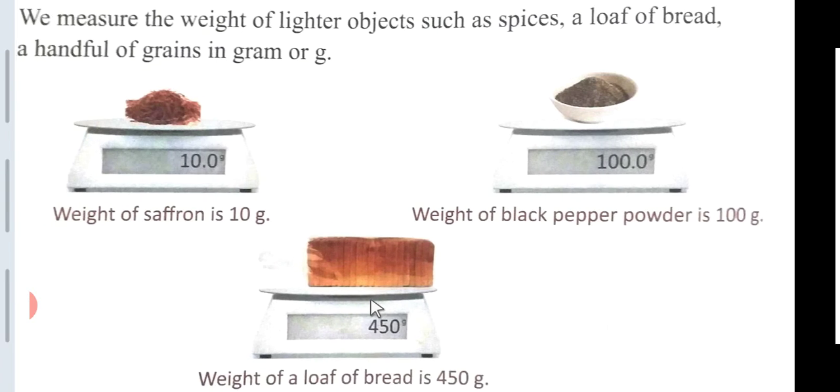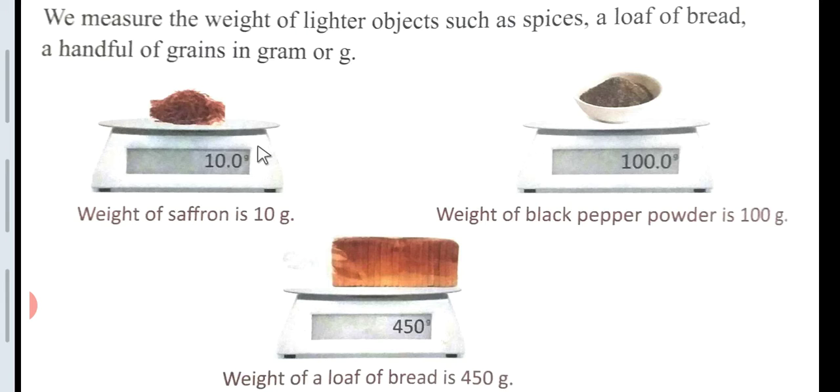Let's move on. Many times you went to the shop and you have seen this type of weighing machine. We measure the weight of light objects such as spices, a loaf of bread, a handful of grains in grams, or g. g stands for gram. Not capital G but small g. g means you are measuring the weight in grams. It is the short form of gram.